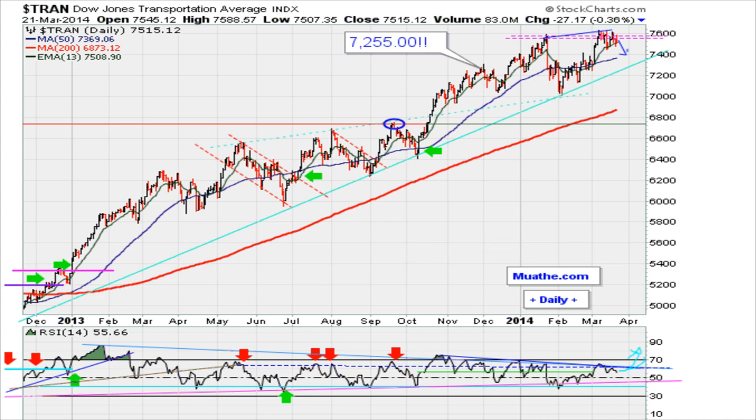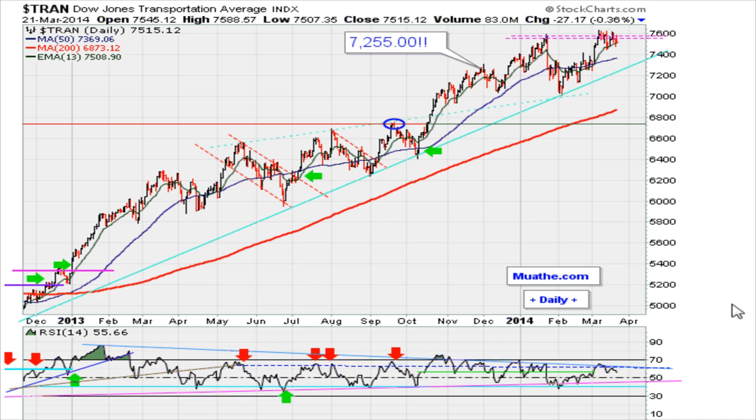Now, why do we have to break out? Because take a look at this breakout here. This breakout, which is this area here, began because we broke out here. So there was a breakout on the RSI here, which also coincided with that breakout. So you need a breakout on the RSI if this market is going to take off.